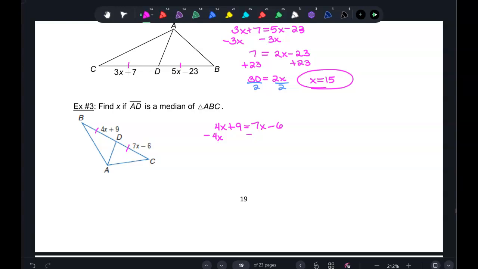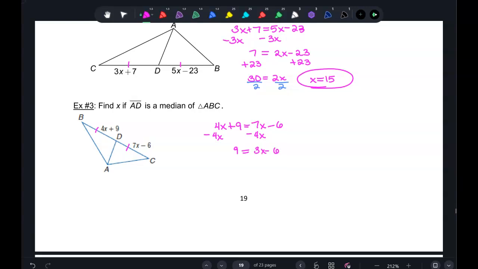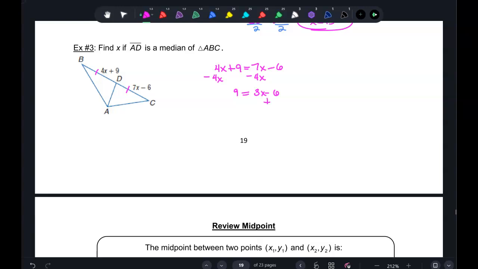So we'll subtract 4x, and we get 3x on the right side. Add 6, so we get 15. Good. So 15 equals 3x. Divide both sides by 3. Good. x equals 5.